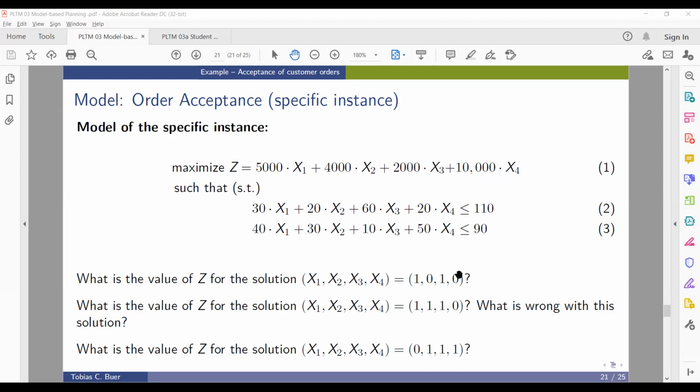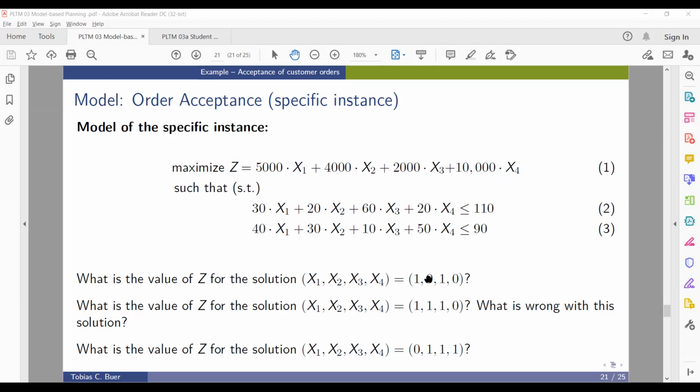Be careful. 1 and 2 are not accepted. Yes, order 1 and 3 are accepted. Correct, Faisal. Order 1 and order number 3 are accepted. Order 2 and 4 are rejected. This is the meaning of this model, of these decision variables, are the consequences.